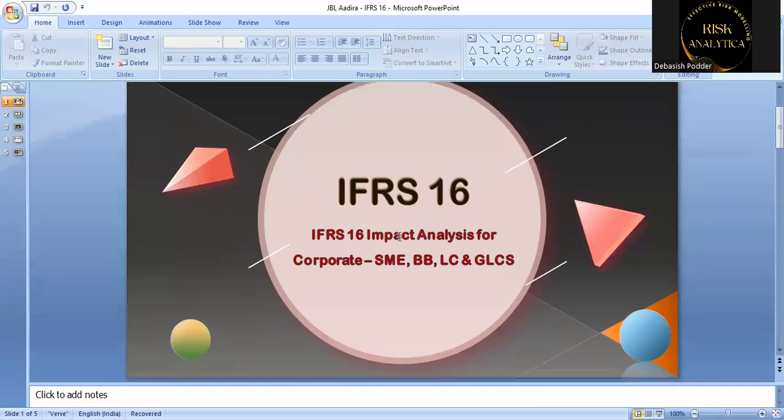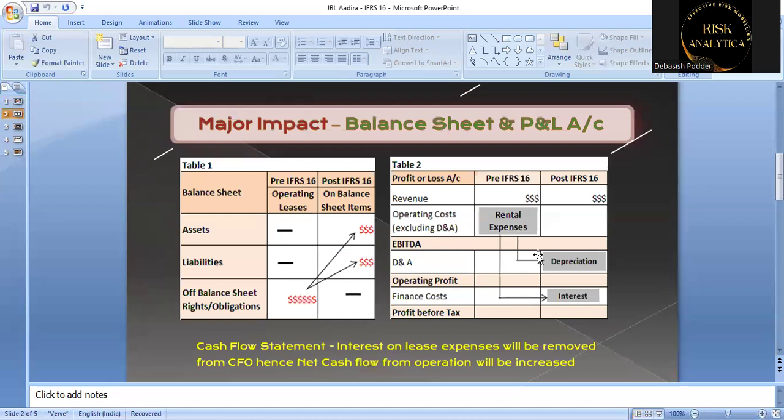Now, in my next slide, I'll show you how this IFRS 16 has entirely changed the financial statement or the annual report prepared by the company. So in the second slide, in table number 1, we can see the off-balance sheet item in the first column, pre-IFRS 16 and post-IFRS 16.